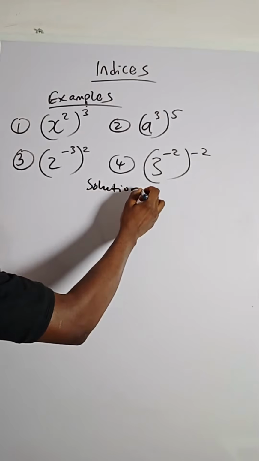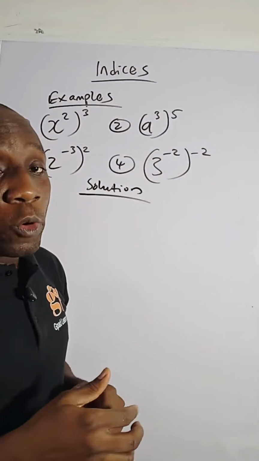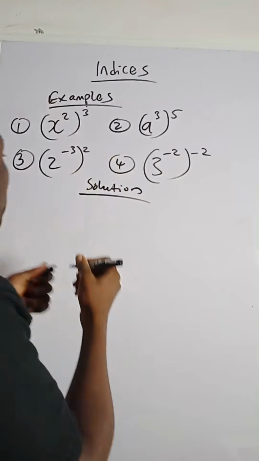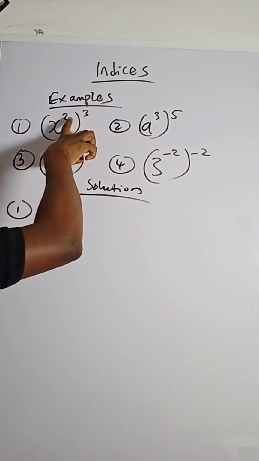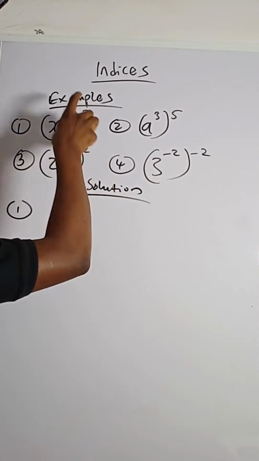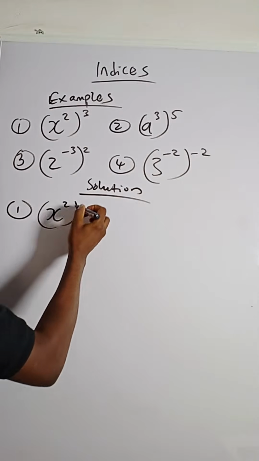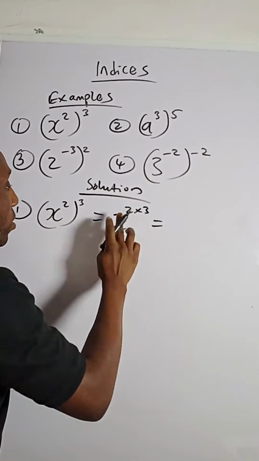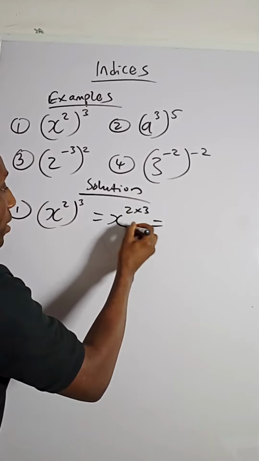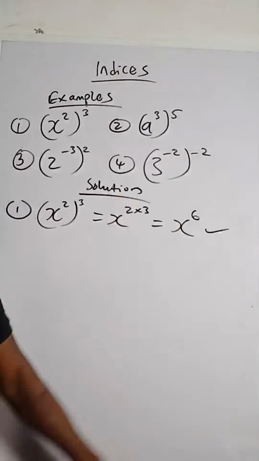So look at some more examples. Most of these, this is what we call the power of a power rule. We've talked about this when we were examining the laws of indices. So let's start with the first one. Easy. Power of a power rule. You just multiply. 2 times 3 is 6. So the answer becomes x raised to the power of 2 times 3, which is 6. So number 1 is x raised to the power of 6.